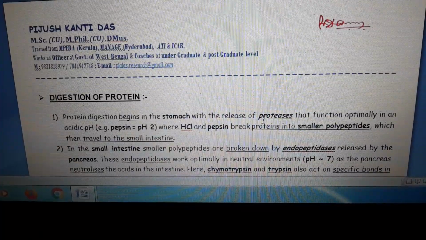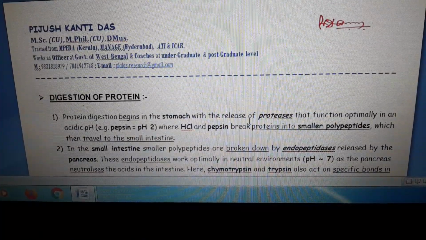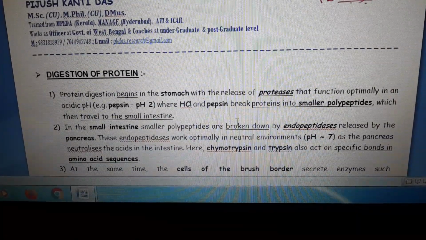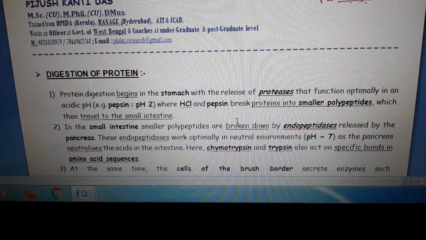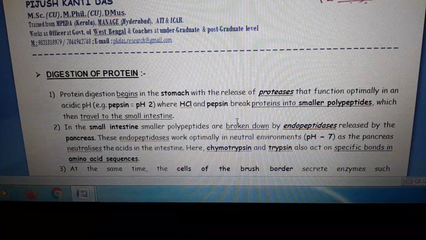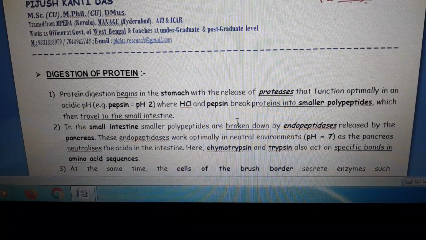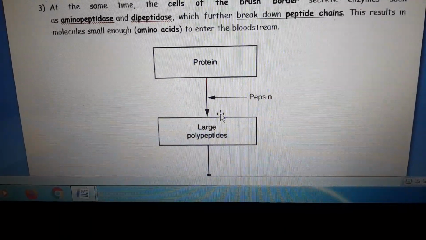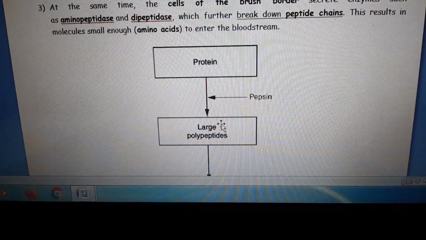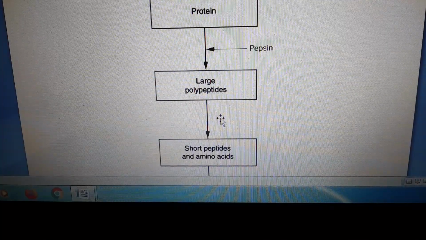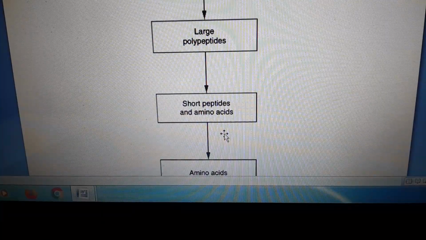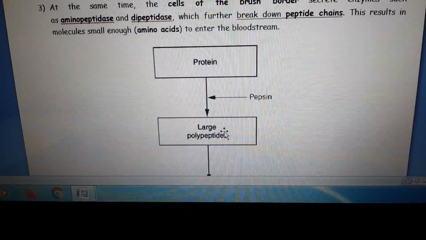Now I come to digestion of protein. Digestion of protein starts in the stomach, where the protease, that is the pepsin and HCl, acts on the protein components of the food and breaks it into the smaller polypeptides. And we go through this flow chart, that is the pepsin acts on protein to break it into large polypeptides. Again it acts on the large polypeptides to break it into short peptides and also amino acids.